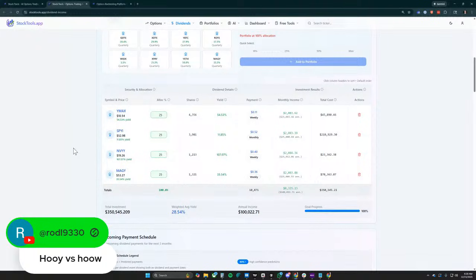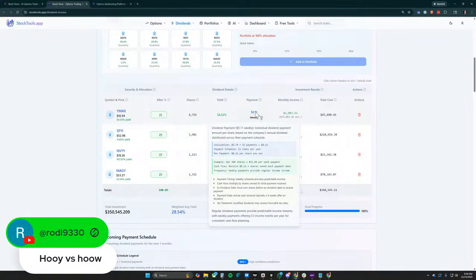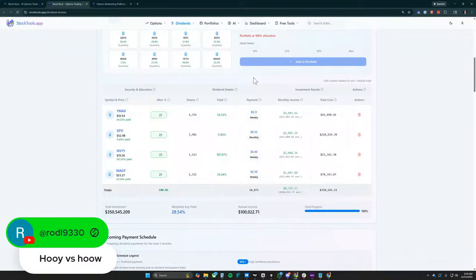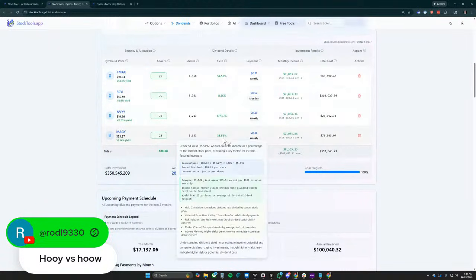Why does YieldMax show 54%? Sorry. What is the weighted yield? It's just using the last payment for this one. So I think the last payment might have been that high. Yeah, based on the price at 10.54. No, I mean the weighted average yield on the bottom. Oh, yeah, the weighted average yield is the average of all of these together.